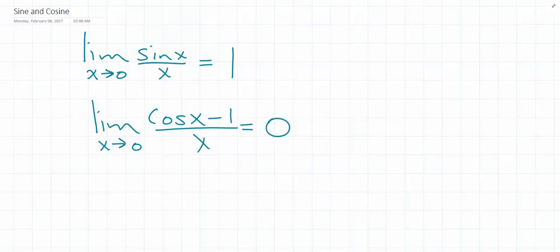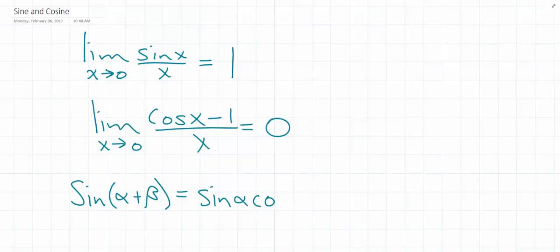Now a couple of other things that I want you to recall. Remember back when you were in trig, you learned what the sine of alpha plus beta is. Okay? So remember, it goes like this. It goes sine alpha cosine beta, right? Plus cosine alpha sine beta.